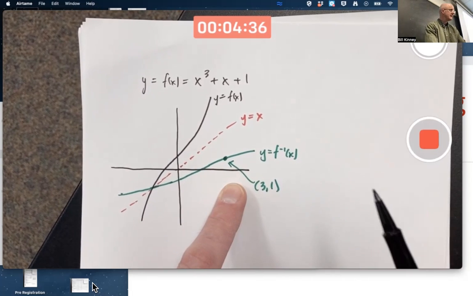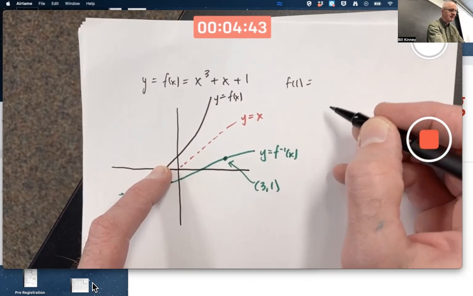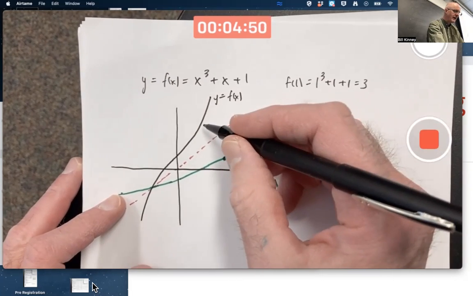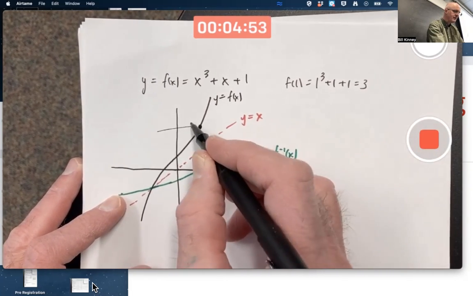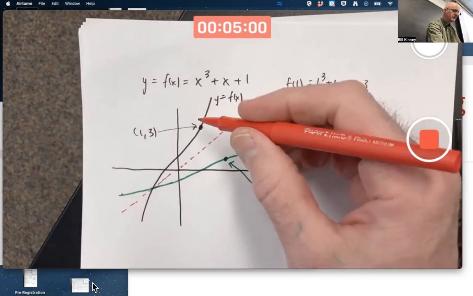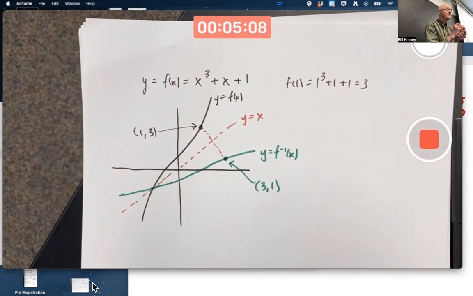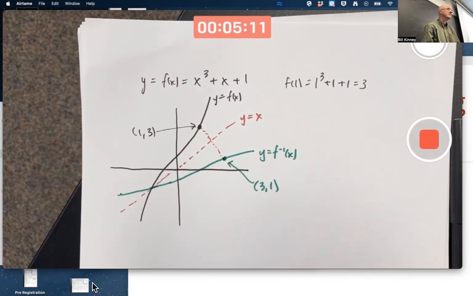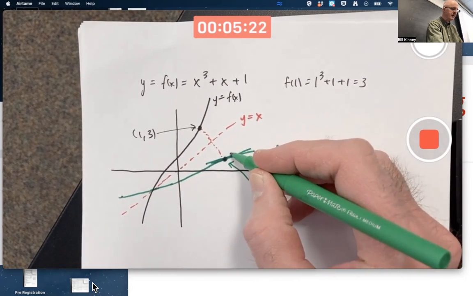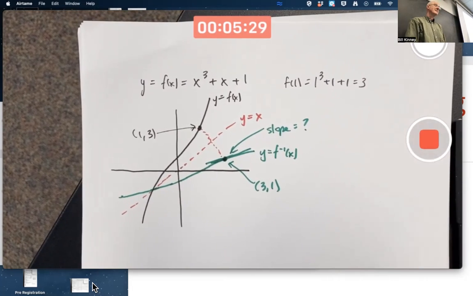How do I know that point, first of all, is on the graph? Because when I plug 1 into the function over here, with that formula, I get 1 cubed plus 1 plus 1 is 3. That means the point 1, 3 is on this graph. And since the inverse function is the reflection across the line y equals x, that means the symmetric point across that line, whose coordinates are the original coordinates swapped, is on the graph of the inverse function. My goal is, what is the slope of the tangent line to the inverse function right there? The slope equals what? That's what I want to find.